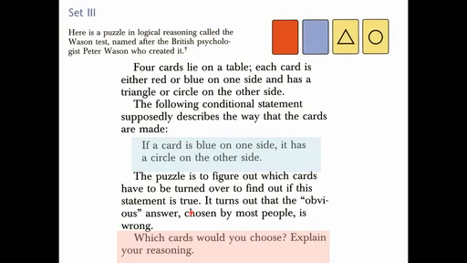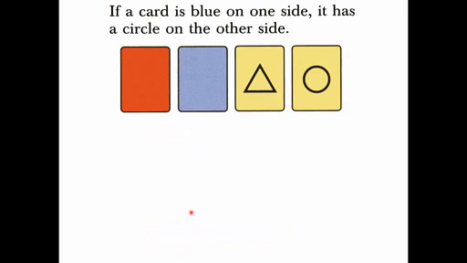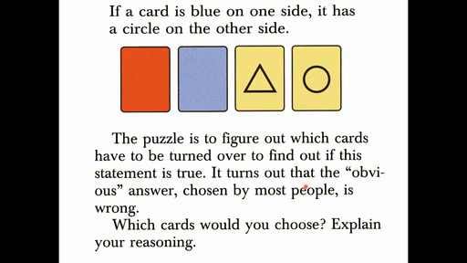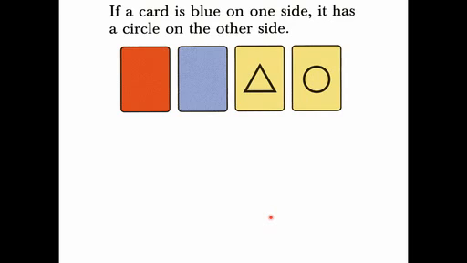So think it through. If you want some help, maybe I've got some slides here that follow. I'll just kind of zip through them. Remember, this is the statement we're after. This is what we know is true. If a card is blue on one side, it has a circle on the other side. So try to figure out which cards you'd choose. So circle, circle, triangle, triangle, circle, blue, circle. Yeah, you can play that back if you want, see if that helps you.